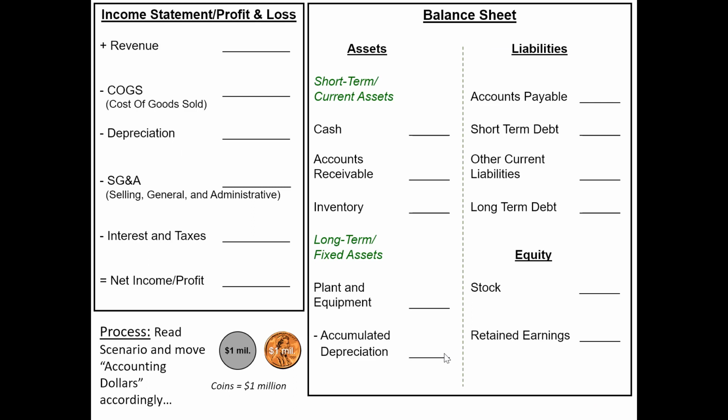Here's a game board that we'll be using for our exercises. And you can see that we've got a high-level income statement and balance sheet depicted on this board. The statements obviously have much more detail, but we're just trying to focus the line items on the ones that we'll use and the points that we'll make in our exercises. And the coins that we'll be moving around, we'll say, are worth $1 million. The gray coins will be accounting dollars, and the pennies will represent cash.